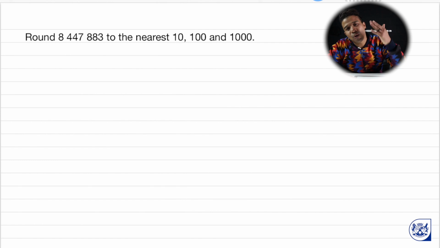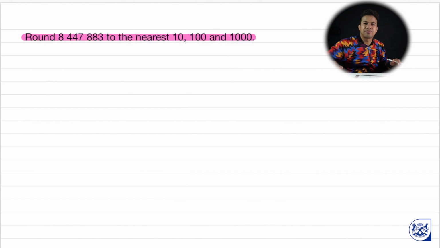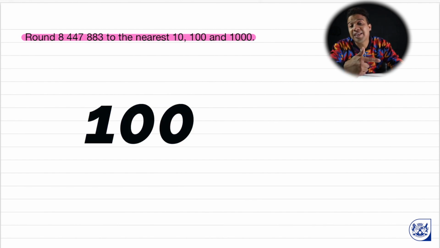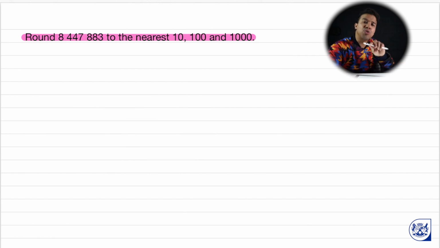Now the first thing that we always have to do is read the question thoroughly and ensure that we understand what it is that we have to do. So let's do that. It says round 8,447,883 to the nearest 10, 100 and 1000. So what is it exactly that we have to do? Well, we have to round the 7-digit number off that we were given to the nearest 10, 100 and 1000. So let's start off by rounding our number off to the nearest 10.